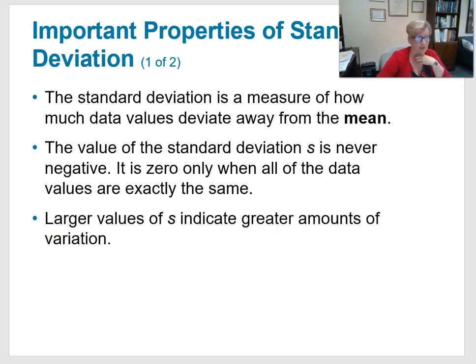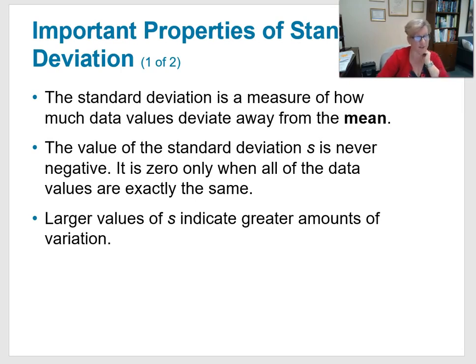Important properties of the standard deviation: it uses every data point, and it's talking about how far that data point is away from the mean. The standard deviation will never be a negative number, because it doesn't matter if you're above or below. It's just how far you are. It's a measure of distance, so it's always positive. And you only get a standard deviation of 0 if all the data is exactly the same. That's the only way you're going to get a standard deviation of 0, if your data set is just the same number over and over again.